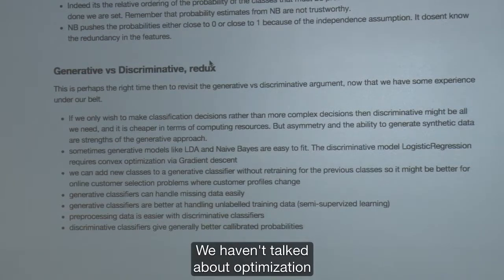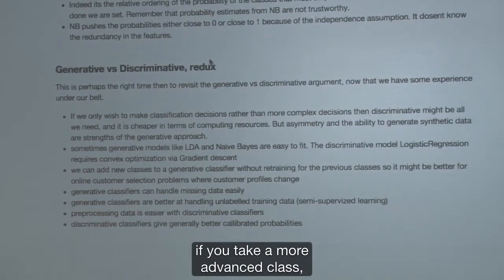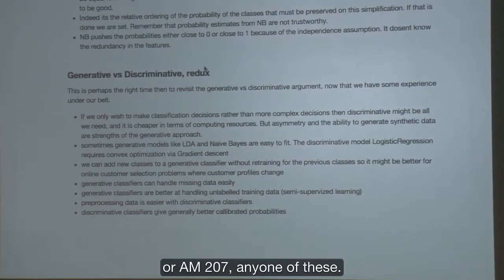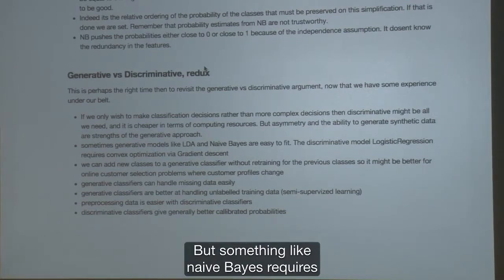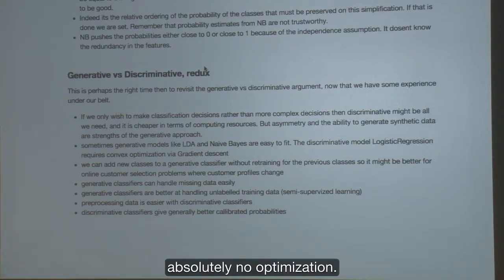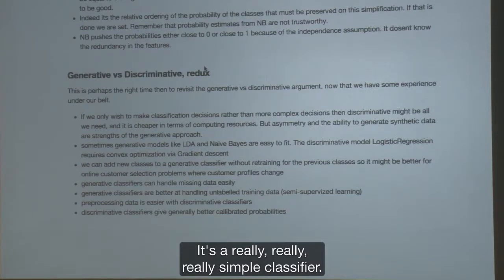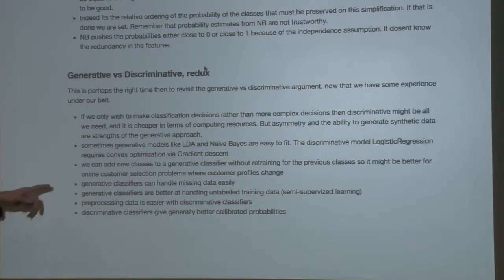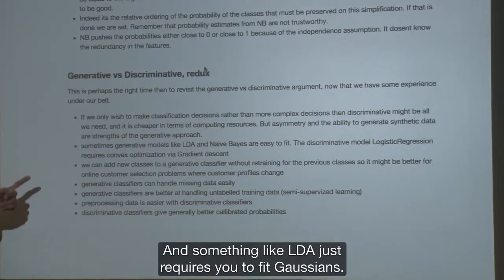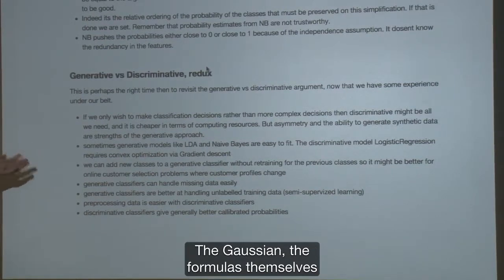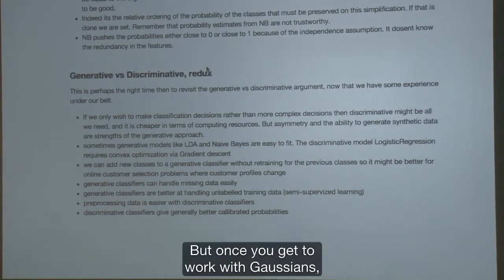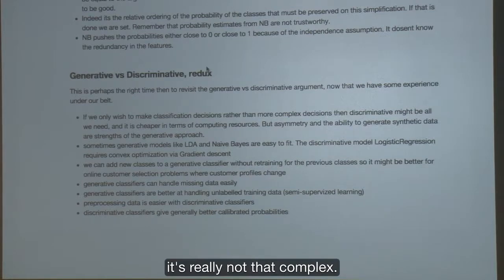We haven't talked about optimization at all in this class, and you'll learn much more about it if you take a more advanced class, either in stats or machine learning or AM207, any one of these. But something like naive Bayes requires absolutely no optimization. It's a really, really simple classifier. And something like LDA just requires you to fit Gaussians. The formulas themselves look a little bit complicated, but once you get to work with Gaussians, it's really not that complex.